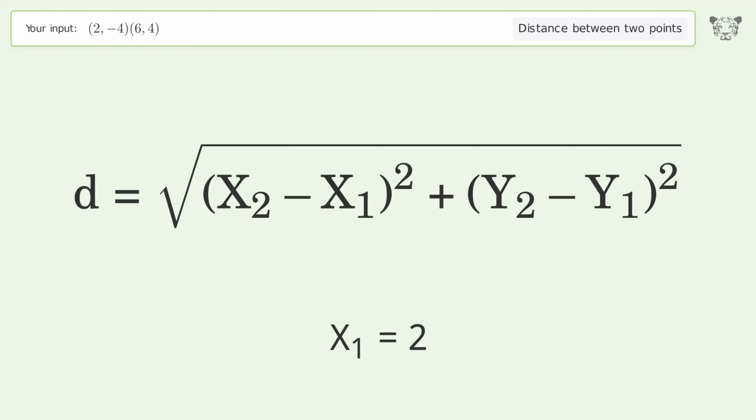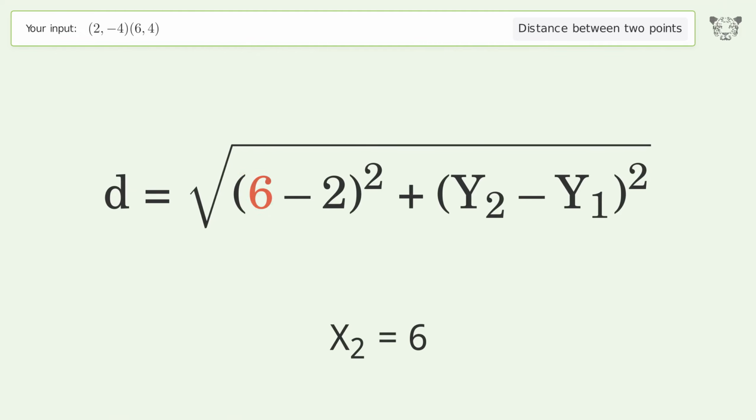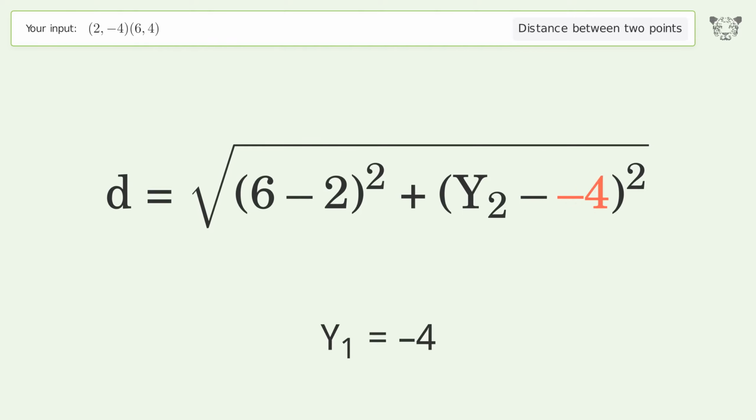x1 equals 2. x2 equals 6. y1 equals -4. y2 equals 4.